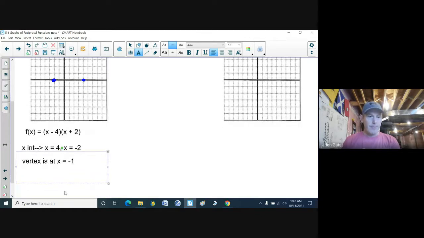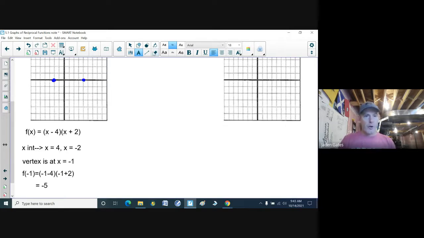Now to sub in f of -1, because I actually want to find out where that vertex is. I'm subbing into the factored form: -1 minus 4 times -1 plus 2. And so let's see here. I get -5 times 1. So it's just -5. All right. I'm going too fast here. -1 minus 4, -1 plus 2. Yeah, -5. Believe that's right.